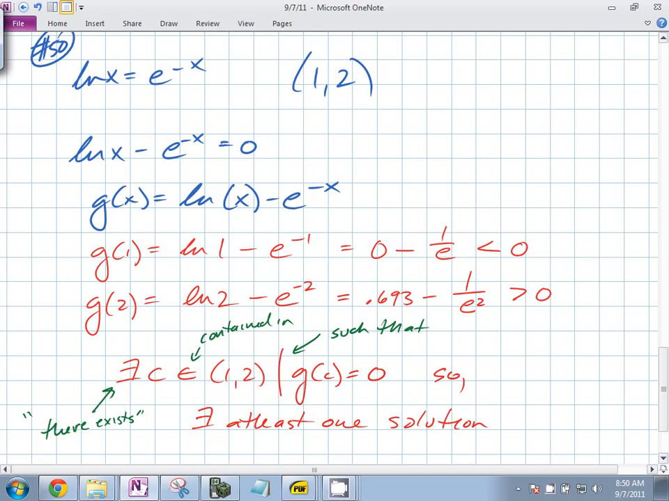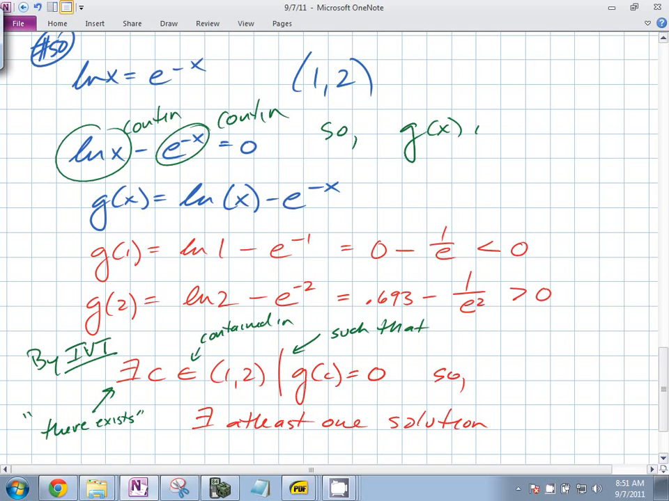Yep. And there was one thing we needed to do before we use the intermediate value theorem. What's the one thing you need to know about the function in order to use it? Yeah, it's continuous. We know that this is continuous, and this is continuous. So g of x is continuous. That's correct. Okay.